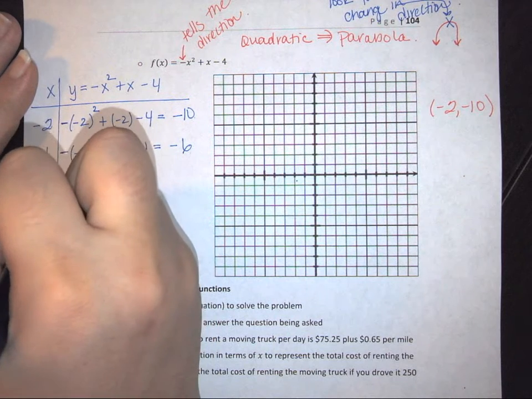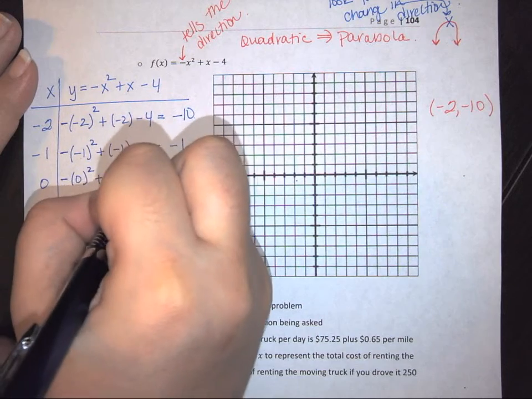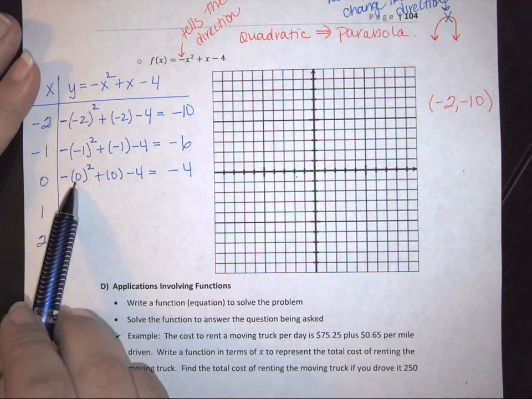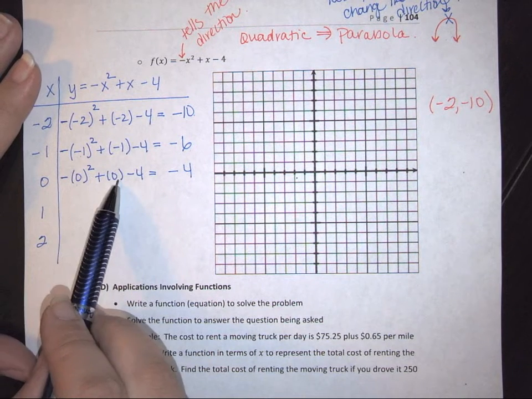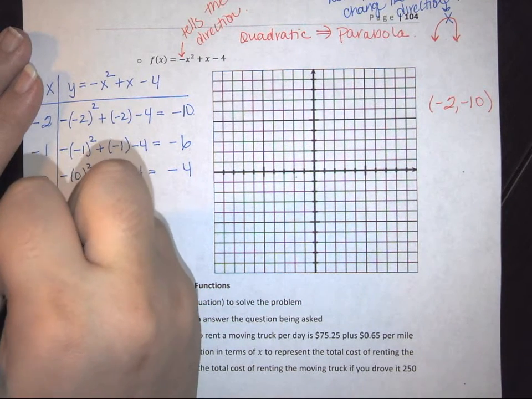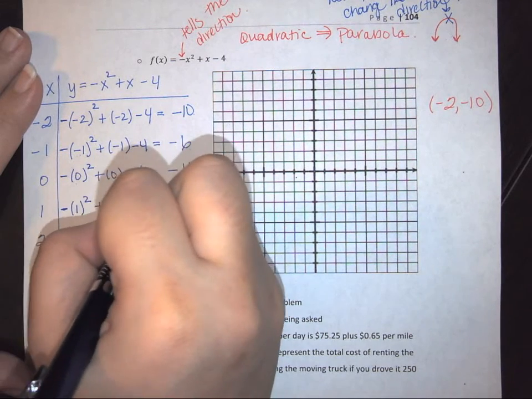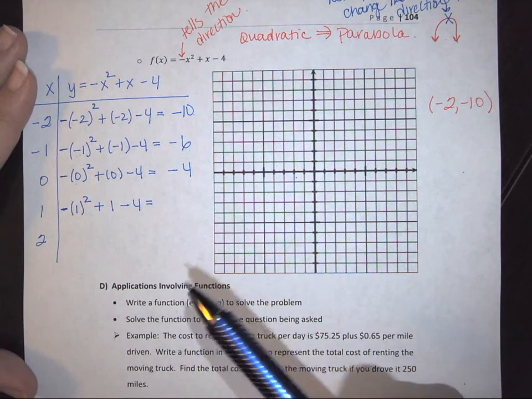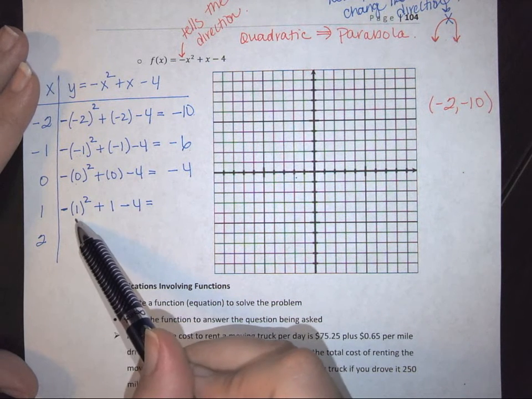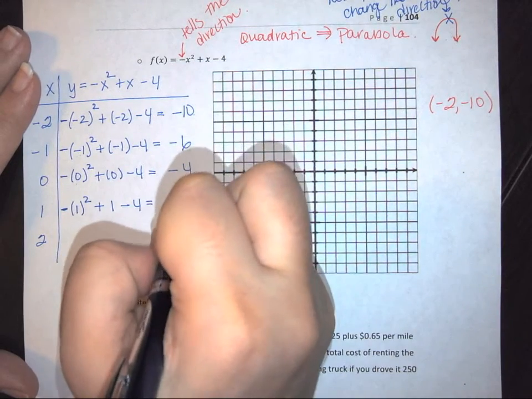Now we need to look at 0. So I have negative of 0 squared plus 0 minus 4, which is going to give me -4 as a result. 0 squared is 0. Apply the negative is still 0. Plus 0 minus 4. Okay. Now we've got 2 more. So I have negative of my 1 squared plus 1 minus 4. Okay. So here 1 squared is 1. Apply the negative is -1. So -1 plus 1 is 0 minus 4 is -4.